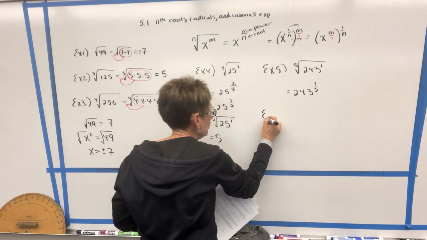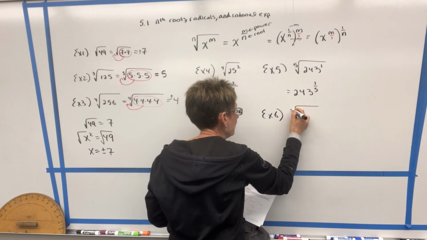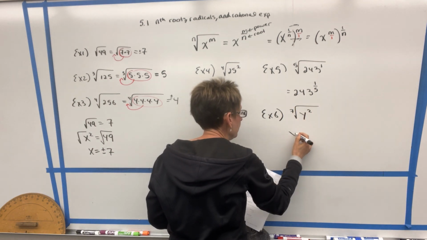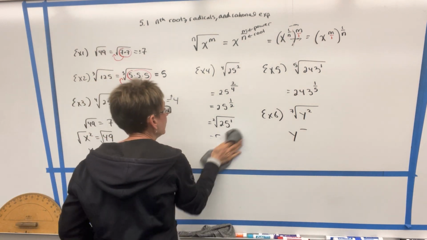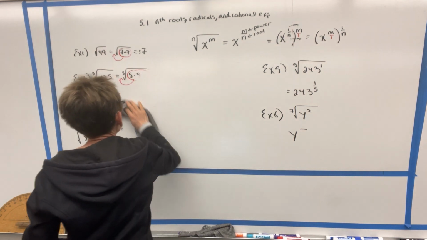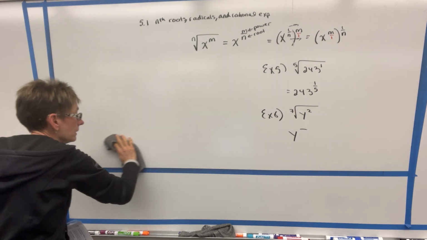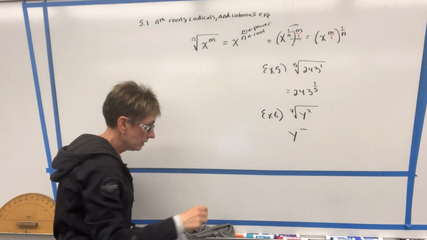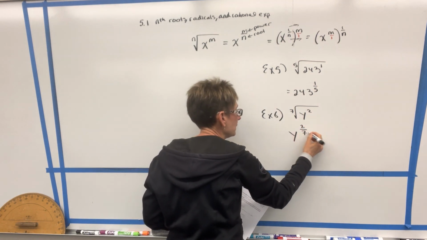All right, why don't you try number 6 yourself? We're going to take the 7th root of y squared. Can you write that in rational exponent form? And see if your answer is the same as mine in just a minute. Okay, so this would be equivalent to y to the 2/7 power.